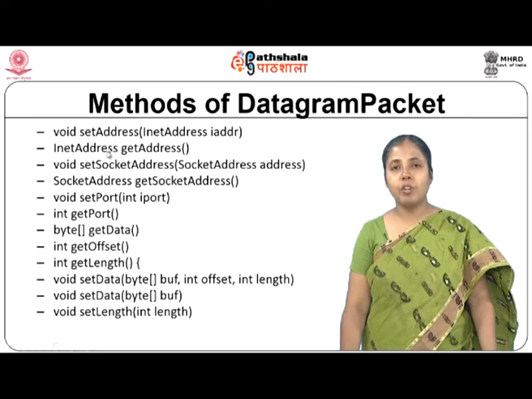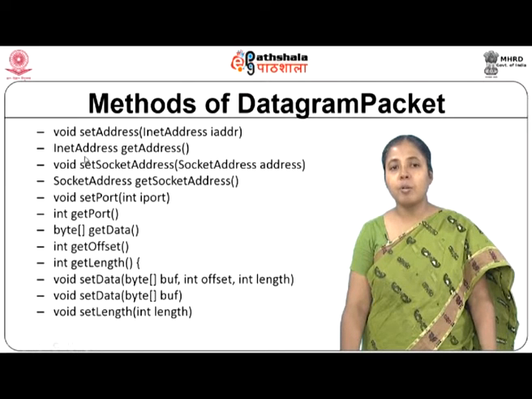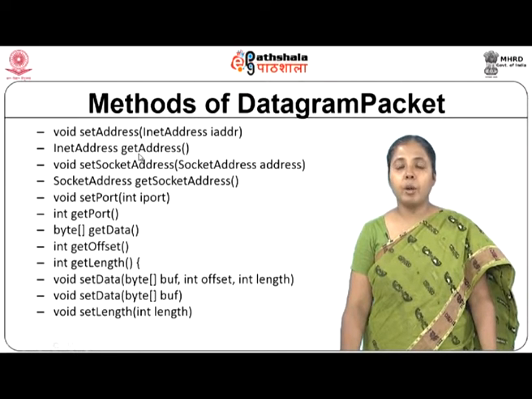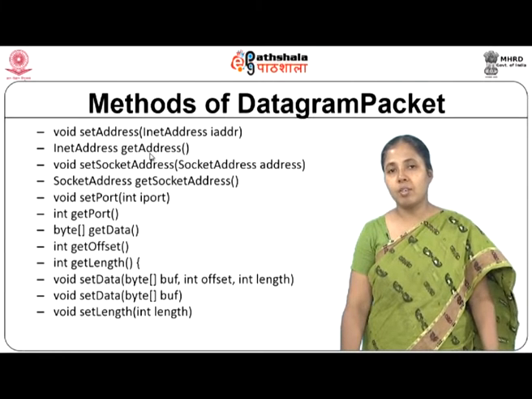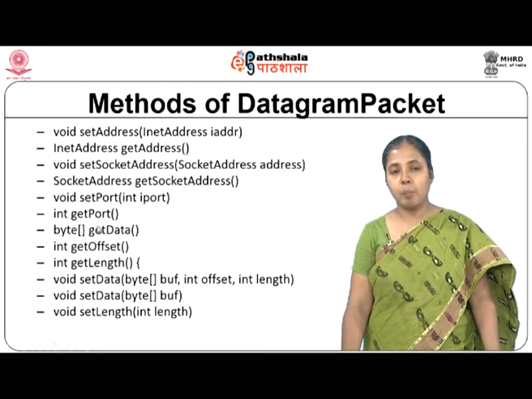And some of the methods of the datagram packet have been given here, and we will also be seeing how we use these methods within the program. We can set an address with a datagram packet using the method called setAddress. You can get the address from the datagram packet using the method called getAddress. So, once a datagram packet is received, you can get the address from it using the getAddress method. And we can also set the socket address, similarly you can get the socket address, and we can set port and get port with the datagram packets.